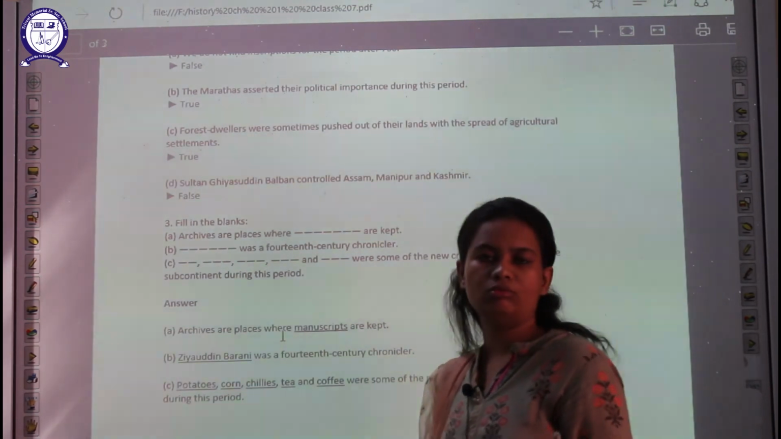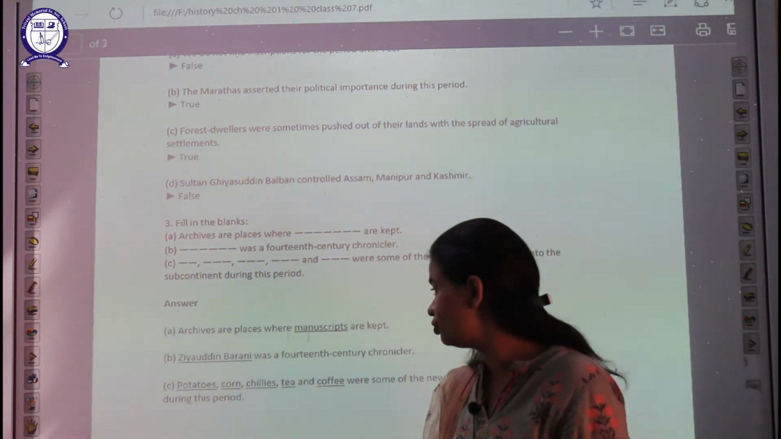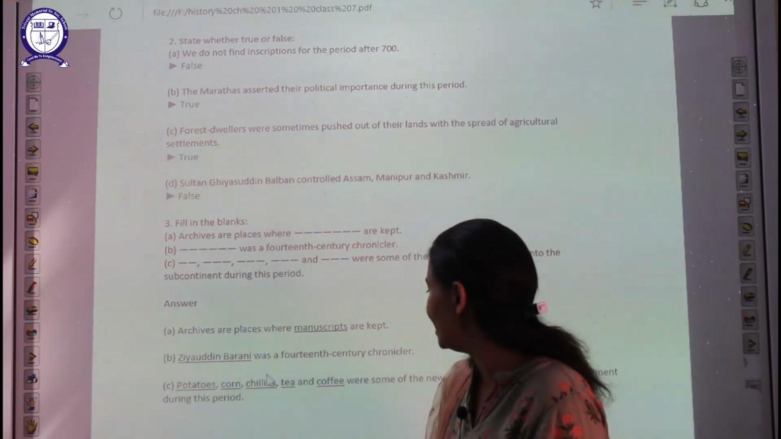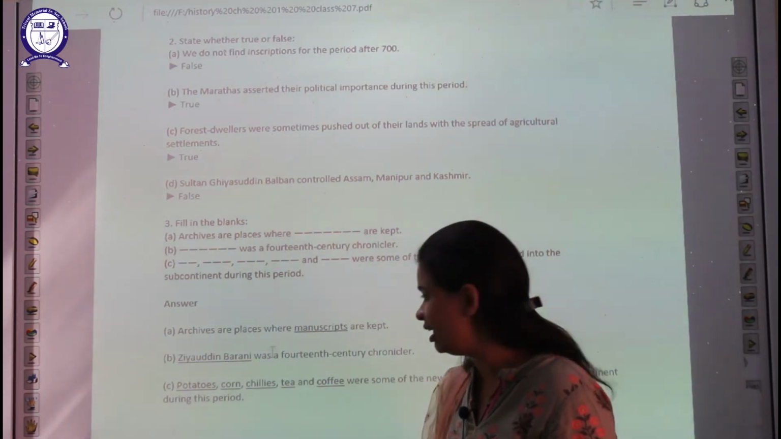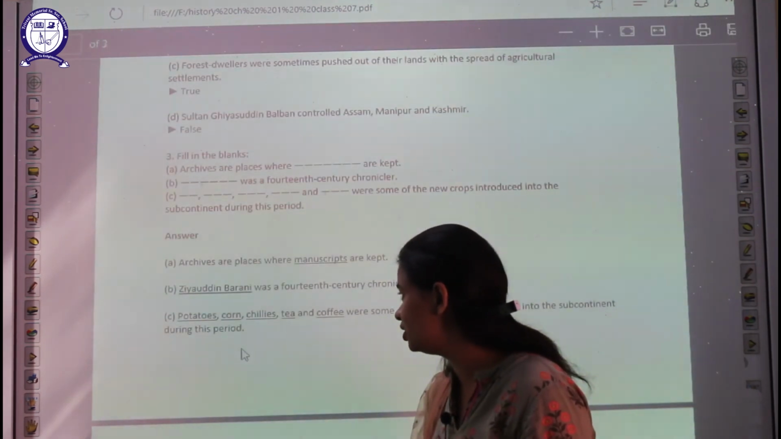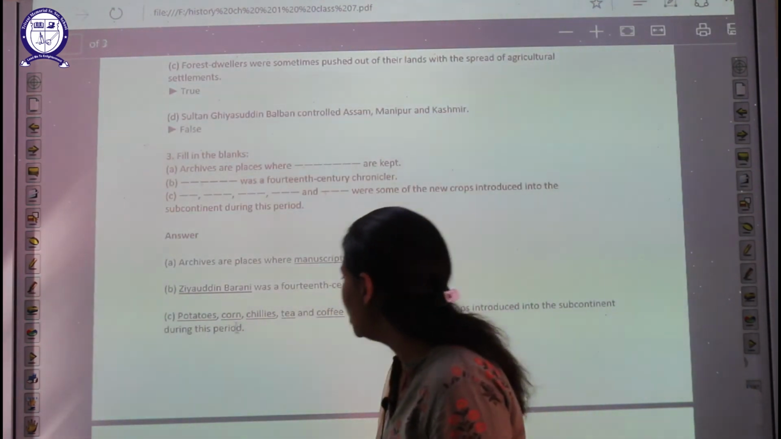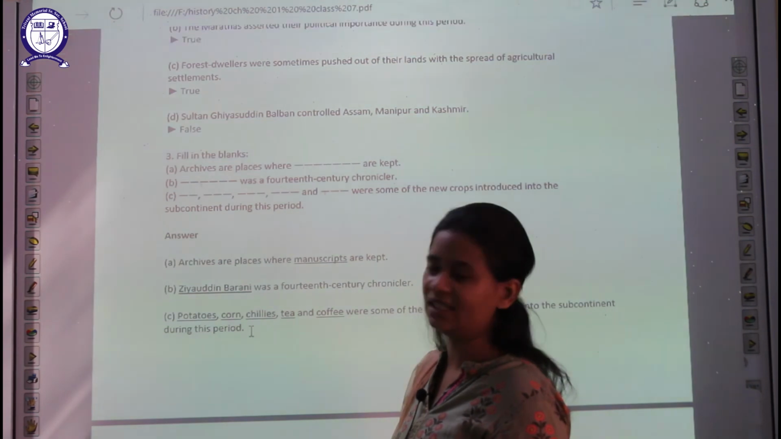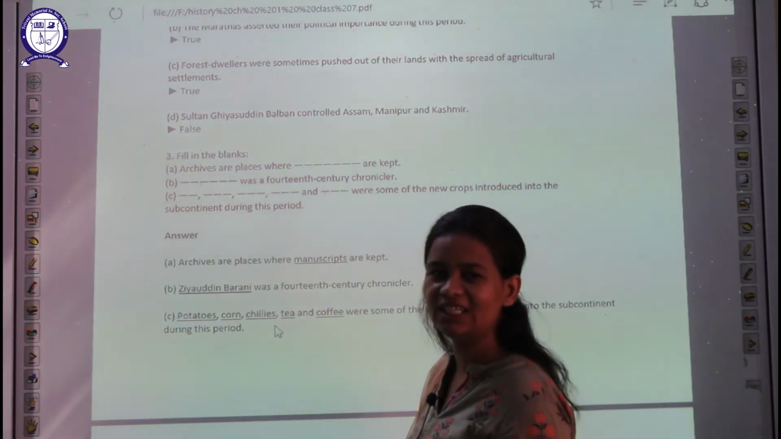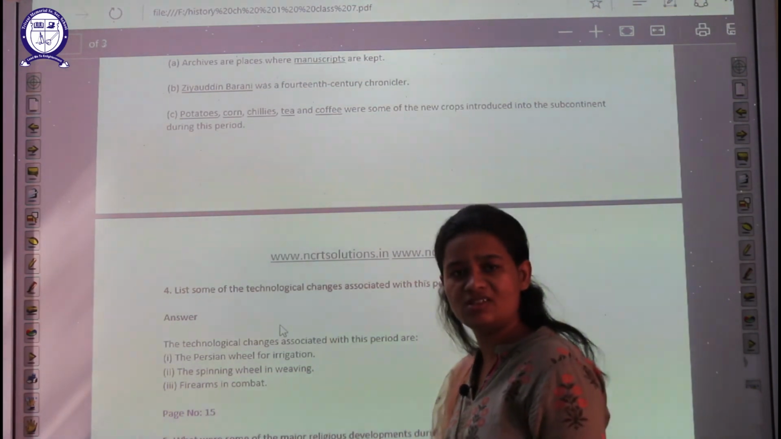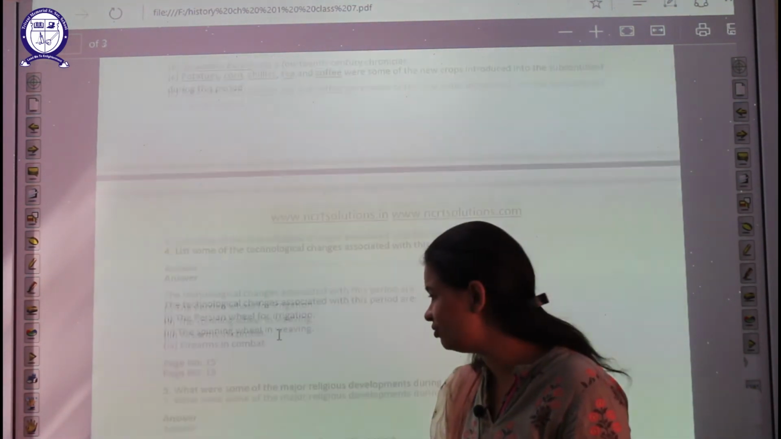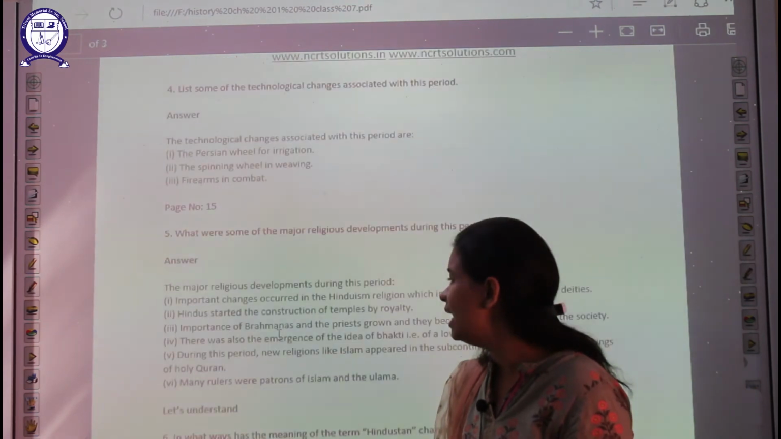Then is your fill in the blanks. What we used to keep in archives, manuscripts were kept there. Then who was the 14th century chronicler? That is your Ziauddin Barani. Then is, what types of crops were found there? These were potatoes, corn, chilies, tea, etc. List some of the technological changes. I already told you, discovery of Persian wheels, discovery of spinning wheel, etc.